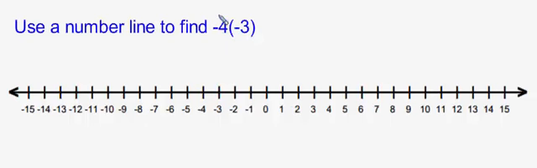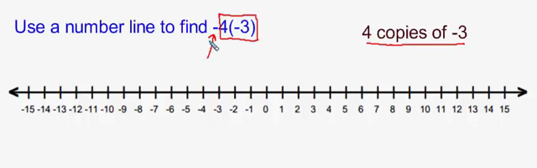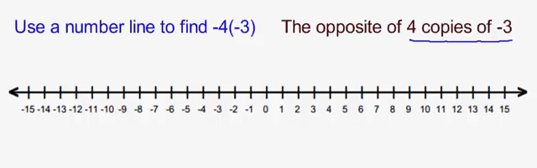So what we want is, instead of 4 copies of negative 3, we want the opposite of 4 times negative 3. So let me put the word opposite here. So 4 times negative 3 is 4 copies of negative 3, and then this sign here says that we want the opposite of that. So let me start by doing 4 copies of negative 3. Like before, you could start at 0, and 1 copy of negative 3 would have you moving 3 units in the negative direction because it's negative 3.